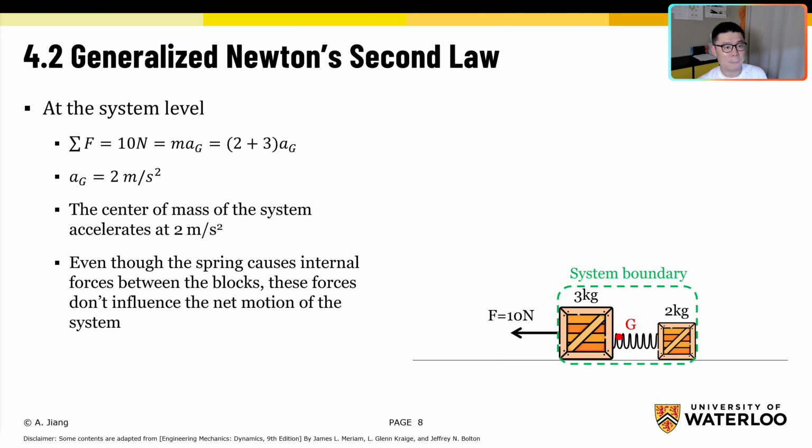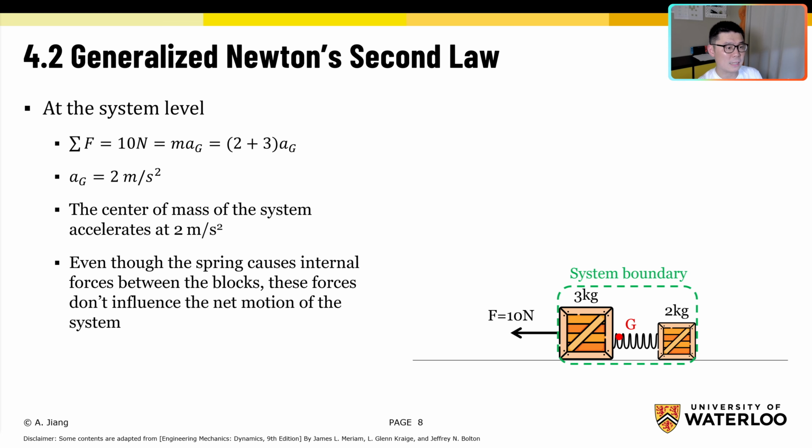Okay, one example here on the screen, you can see on the right. We have two blocks. Let's say these two blocks represent some kind of object, and that object by chance only has two particles. One has 3 kilograms and one 2 kilograms, and they are connected by a spring. Think of them as two individual particles, as I said, within a big system, within the system boundary here.